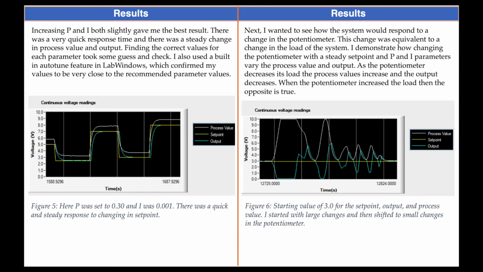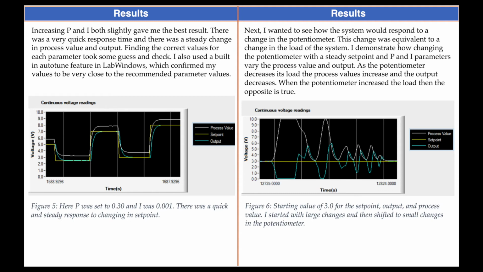I. Doing so, you can see on the left graph that there is a quick response rate along with a very stable change. In the graph to the right, I had the set point value set to 3 for the entirety of the measurement, and I also had the P and I parameters of the previous graph.